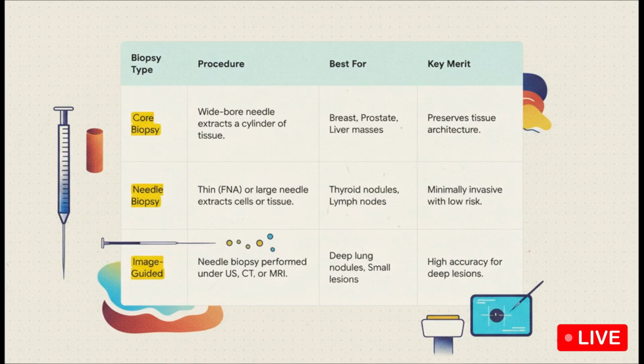Now, a core biopsy is super important because its wide needle pulls out a solid cylinder of tissue. This preserves the tissue architecture, how the cells are arranged, which is everything to a pathologist. A fine needle aspiration, or FNA, uses a much thinner needle to just get a smear of cells. It's less invasive for sure, but also gives you less information. And then you've got the high-tech version, image-guided, where a doctor uses an ultrasound or a CT scan to literally watch the needle in real time and guide it to the perfect spot.